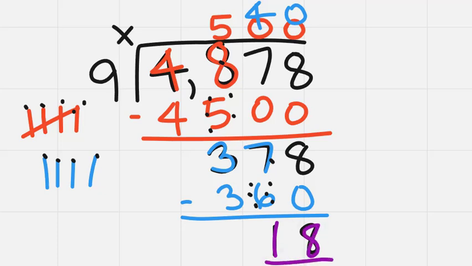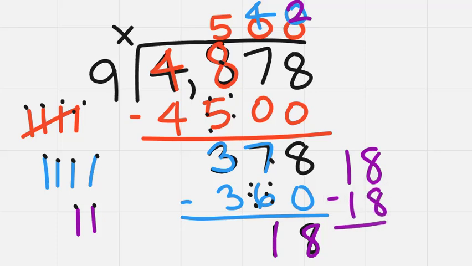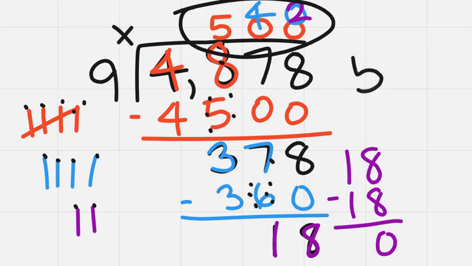We're going to count by 9 to get as close as we can to 18 without going over. Let's count. 9, 18. We stopped right on the number, so we can count 1, 2. We'll put the 2 straight up from where the 8 is, and then we'll multiply. I'm going to write the 18 because I ran out of room. 9 times 2 is 18. Then I'll subtract. 18 minus 18 is 0. That means that our answer is 542. Be sure to check your work.